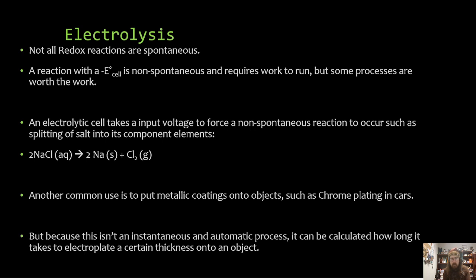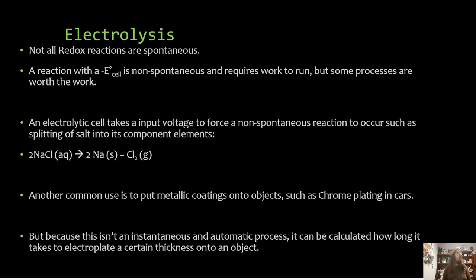Now, this process is not instantaneous, it is not automatic, but if you know about voltage and current, you can calculate how long it takes to deposit certain amounts of metal. What is probably most interesting is this electrolytic process. It both created and destroyed the aluminum industry.